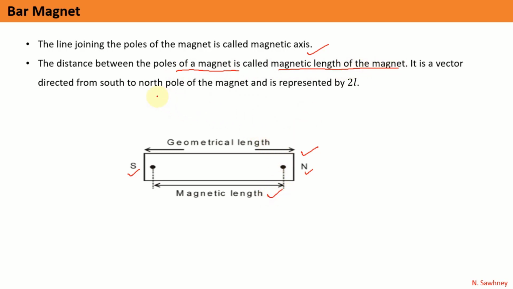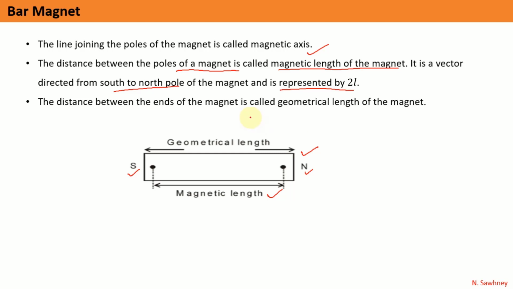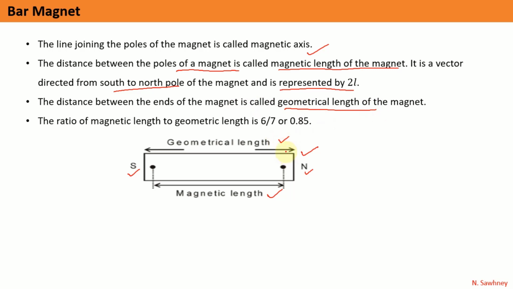It is a vector which is directed from south to north pole of the magnet, and its length will be represented by 2L. As we have done in electrostatics, the electric dipole length we considered as 2L for simplification in calculations. The distance between the ends of the magnet is called its geometrical length, like it is shown here, and the ratio of the magnetic length to geometrical length is 0.85.